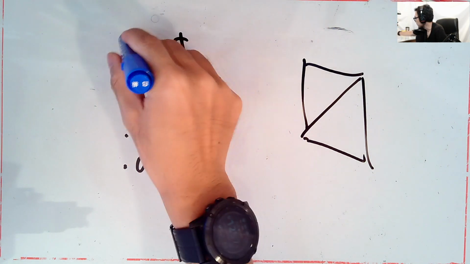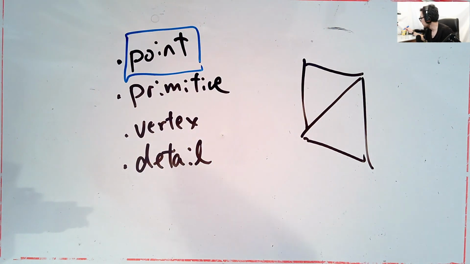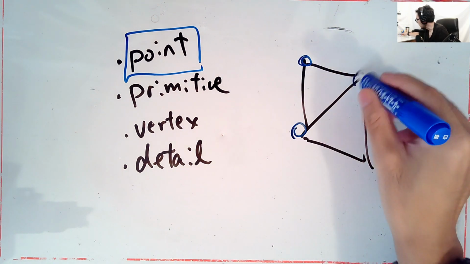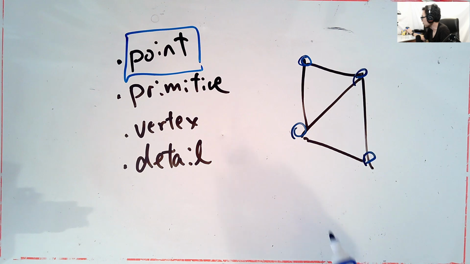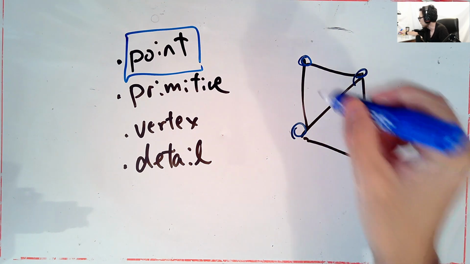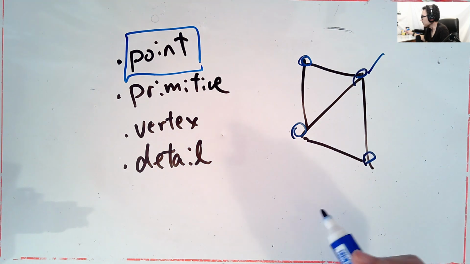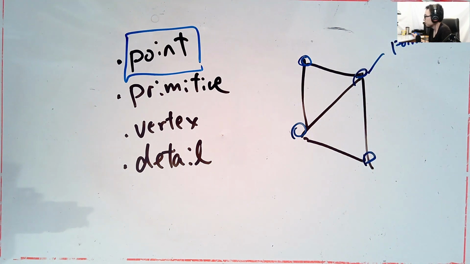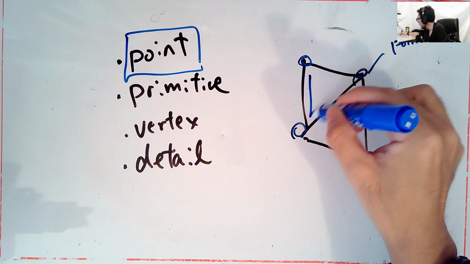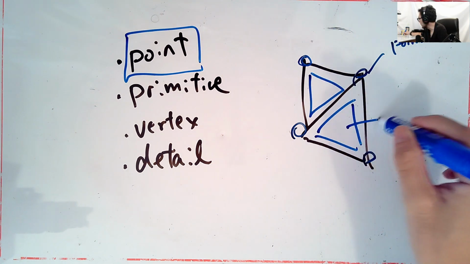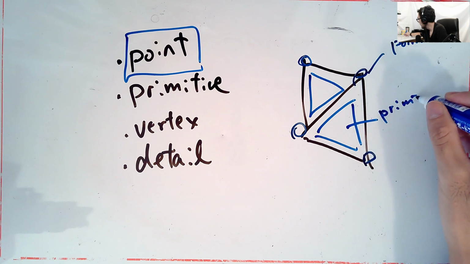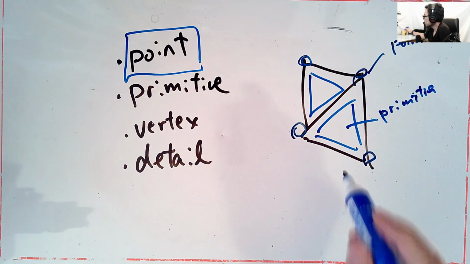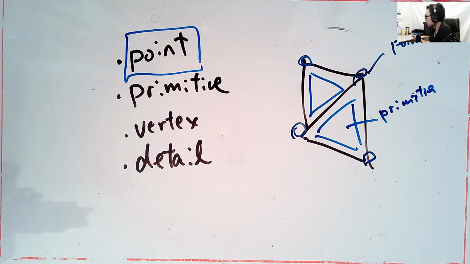So the first one, the point. The point is the point which constructs this polygon. So currently you have 4 points, and each point can contain an attribute, a different attribute. So that's point. And if it's a polygon that you're working on right now, then these faces will be called primitives. So each face, in this case 2 faces, can have different attributes.